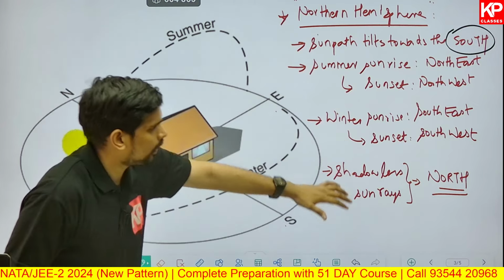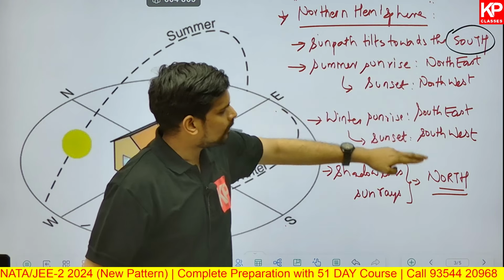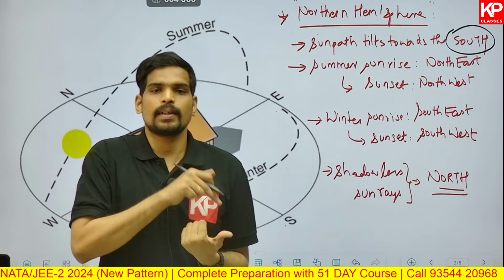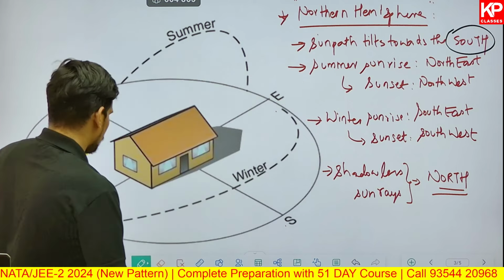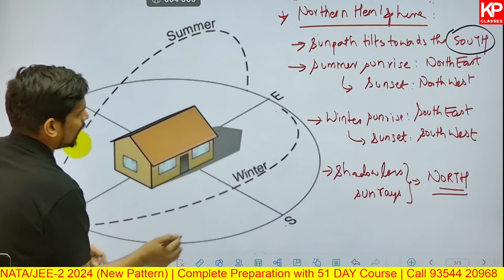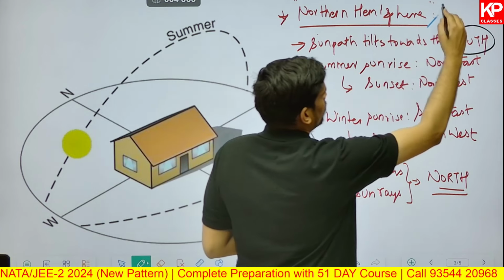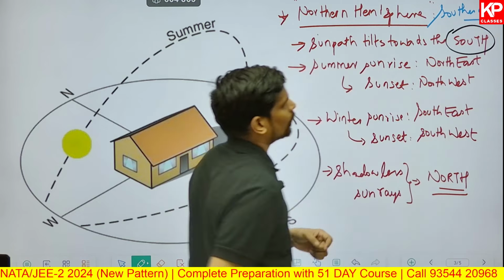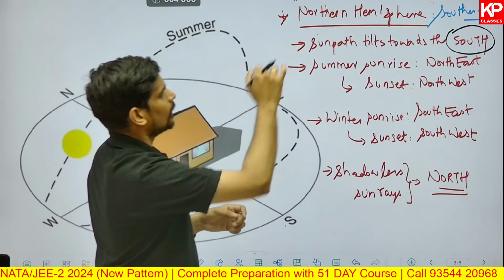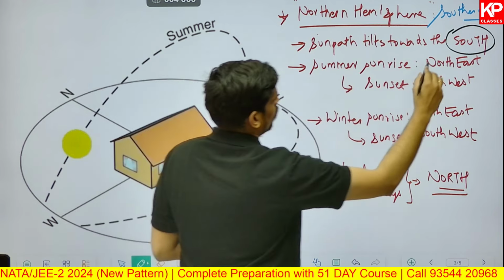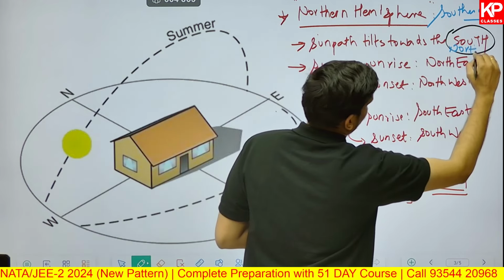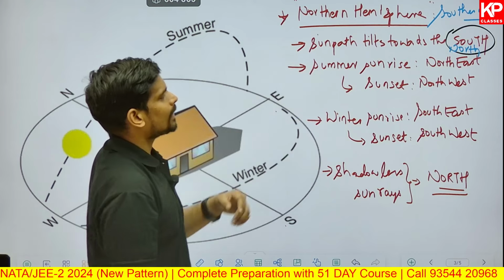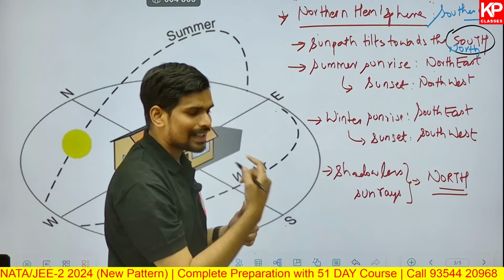Now all these points, 1, 2, 3, 4, 5, 6 points, all these will just be the reverse for the southern hemisphere. So if I just write down the points for the southern hemisphere in some other color, let me just write over here for the southern hemisphere, I am marking the points with a blue color. Let us say the sun tilts towards the north over here. For the southern hemisphere, the sunrise will happen from the southeast direction.